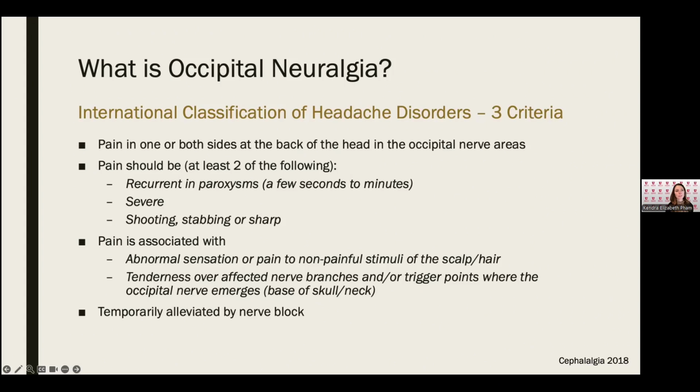The trigger point is an area of muscle that you push on that is tender to palpation, so tender to pushing on it. And then it needs to be temporarily alleviated by a nerve block.